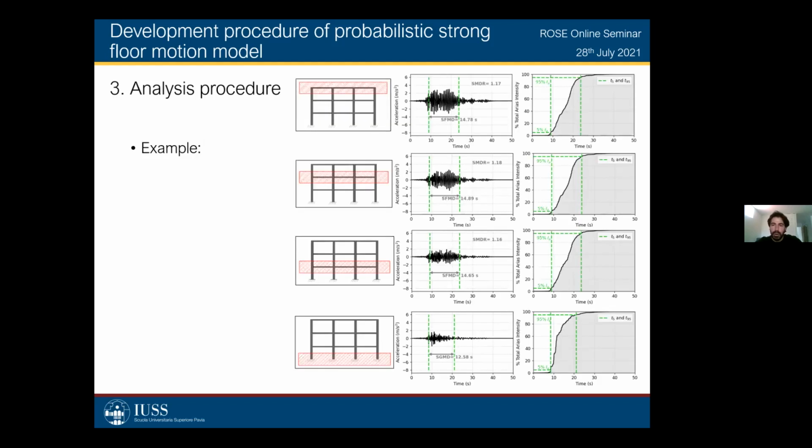This is an example of how the strong fluid motion duration and the strong motion ratios are calculated. What you have here is a 4-story building that is one of the buildings of the building population. In the middle plots, for the base, you have the ground motion, obviously, because there is no story there. You see the accelerogram of the ground motion and the strong ground motion duration, equal to 12.58 seconds. And to the right, you see the evolution of the Arias intensity with time, and where T5 and T95 are calculated, which correspond to 5% and 95% of the Arias intensity.